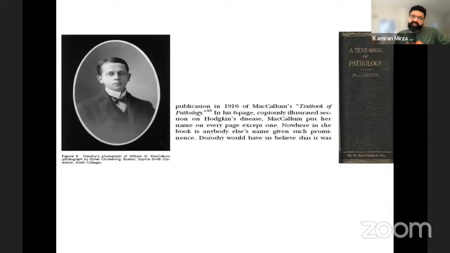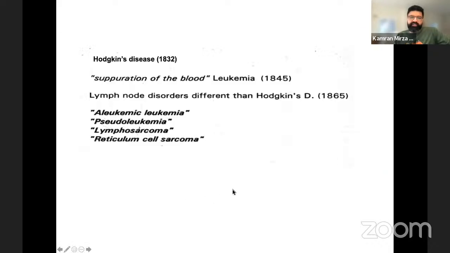However, the historical thing, and the reason I'm mentioning it to you right now, is that William McCullum, here he is, wrote the first textbook of pathology. So here you can see McCullum. And he knew that Dorothy had done research about Hodgkin cells. And so in his 6-page copiously illustrated section on Hodgkin's disease, McCullum put Dorothy's name on every page except one. At that time, it was going to become just Sternberg cells, but he named them Reed-Sternberg cells and kind of gave her a name in perpetuity associated with the research that she did. So while their love was unrequited, ultimately, her name was put in immortality with this cell because of all of the work that she had done.